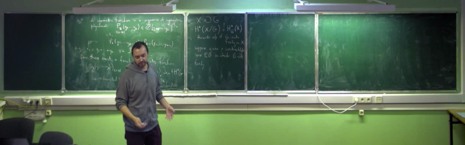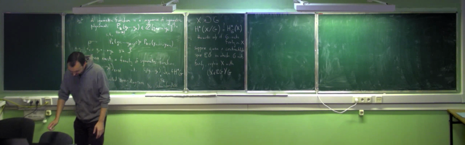So let me call it EG. Well, everybody calls it EG, not me. On which G acts freely. So the trick you're going to use, you're going to replace X with something which is homotopically equivalent to X, but on which it acts freely. So the idea is quite simple.